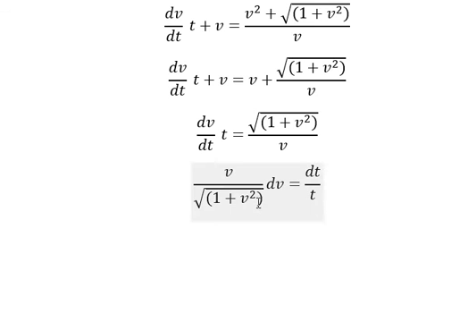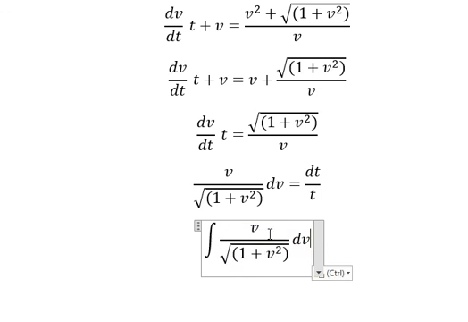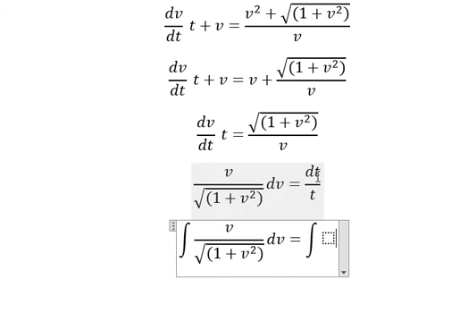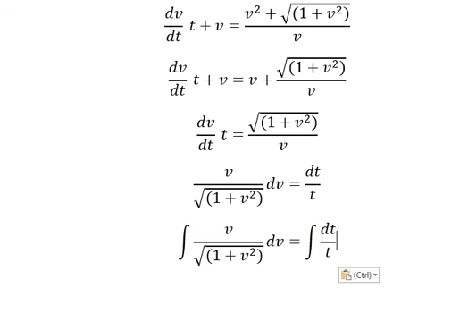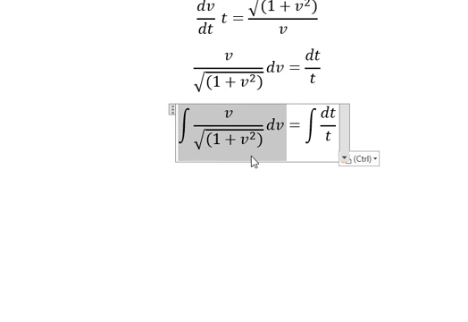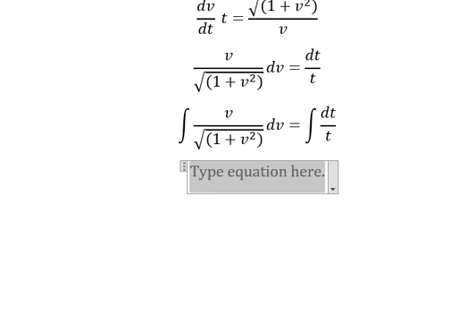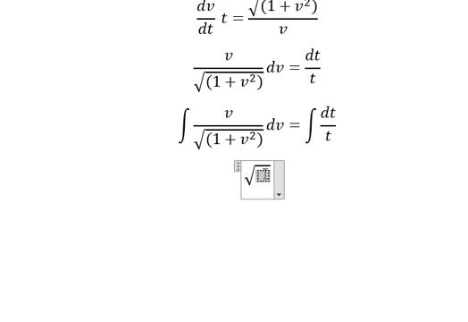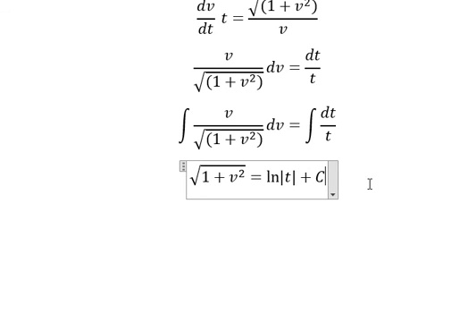Now we put the integration for both sides. The integration of this one, we will have the square root of 1 plus v squared. The integration of this one, we have ln of the absolute value of t, and we put c.